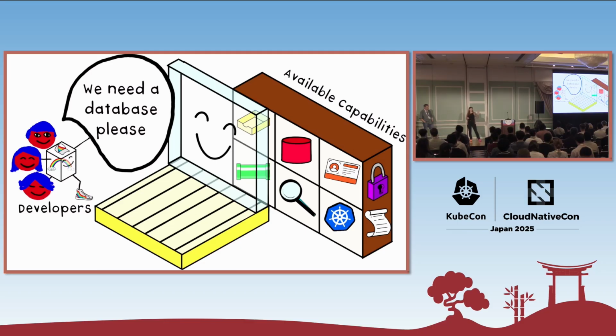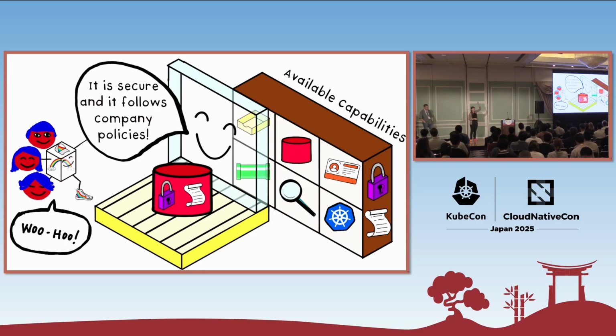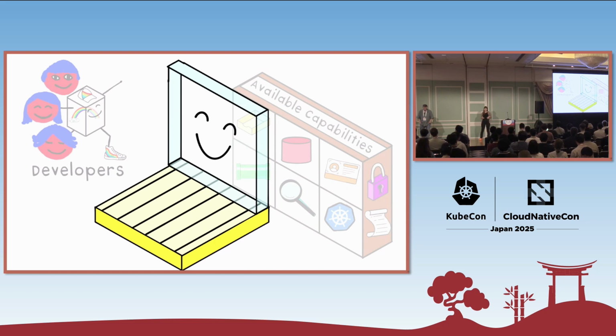So an example would be our developers saying, hey, we need a database. And the platform with no human involvement says, hey, here you go. Here's that database for you. And it already has company security. It already has compliance. You don't have to worry about it. And they're happy about that.